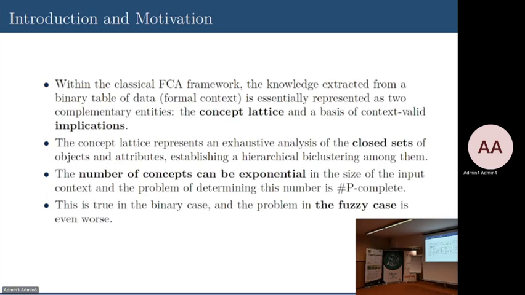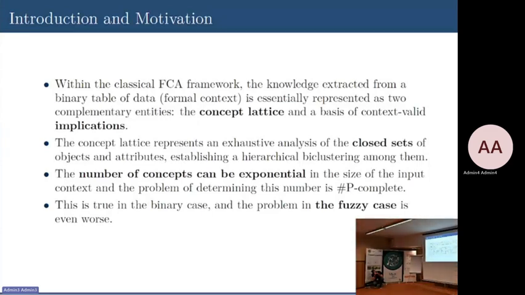So in classical FCA, we have a binary table of data, which is the so-called formal context, and there are two complementary knowledge entities: the concept lattice, which is algebraically a lattice, and a basis of implications. The concept lattice gives an exhaustive analysis of all the hidden or implicit knowledge in the formal context, and the formal concepts are the closed sets of objects and attributes in this setting.